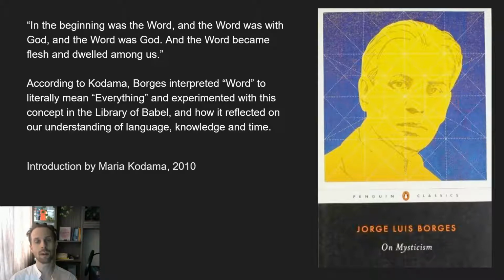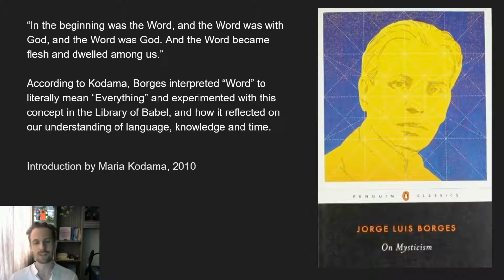When connecting Borges's library to the title of the book, Kodama points once again to the Bible and the book of Genesis. In the book of Genesis, we have the sentence, "In the beginning was the Word, and the Word was with God, and the Word was God, and the Word became flesh and dwelled among us." And so according to Kodama, Borges looks at this and he interprets word to literally mean everything.